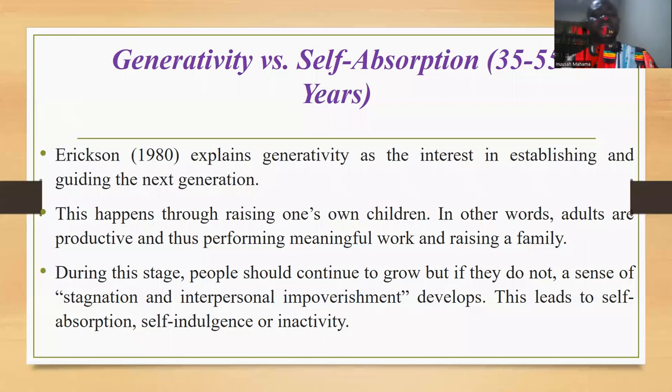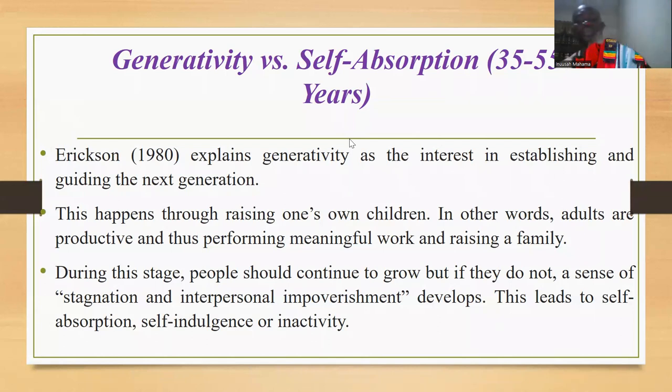We have generativity versus stagnation. What generativity versus stagnation says is that you as an individual between the ages of 35 to 55 should be someone that can take care of others. So let me put myself in this picture. There are several individuals I'm taking care of. I don't get anything from them, but I think I must help because I could see that the person is suffering.